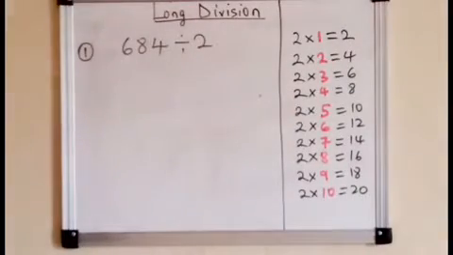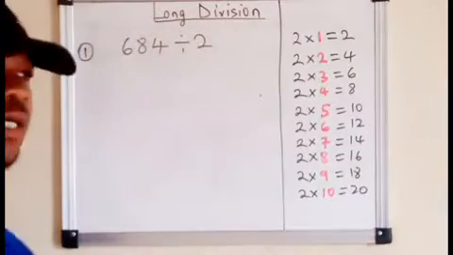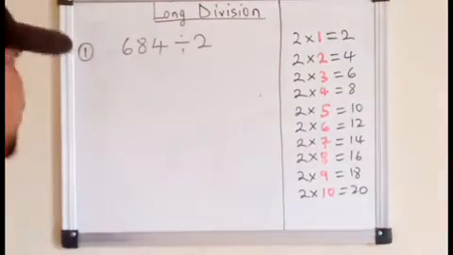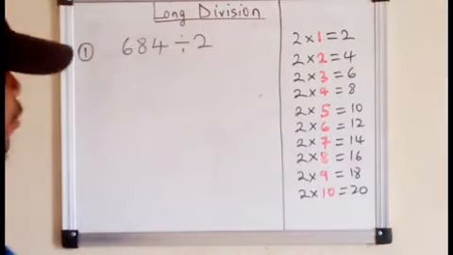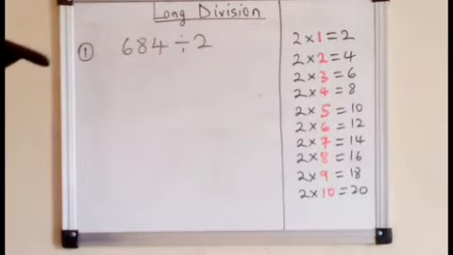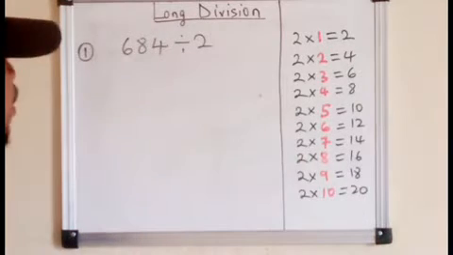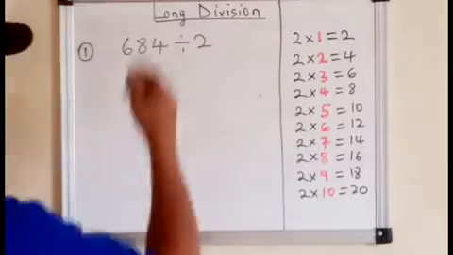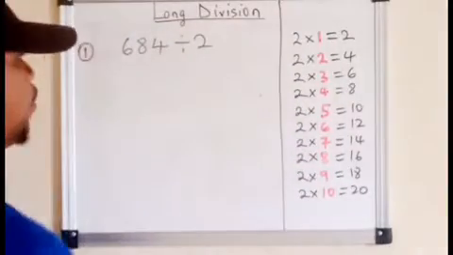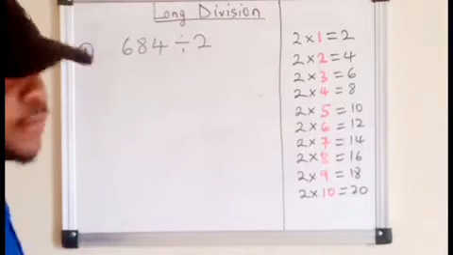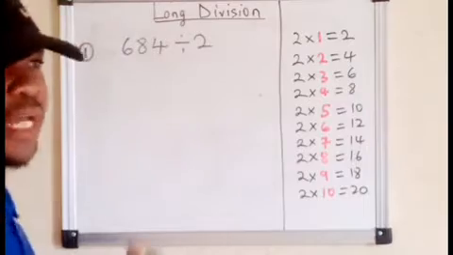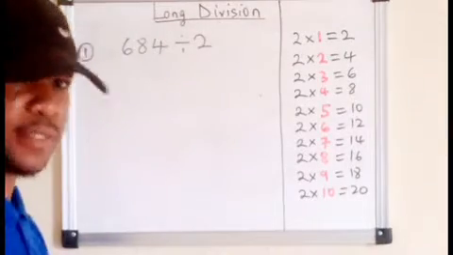So now let's see how to solve division problems using the long division method. We are going to be using 2 to divide in our example here to illustrate. That is why we are making use of the 2 times table. When you are using 3, then you are free to use the 3 times table. When you are dividing by 5, you use the 5 times table.